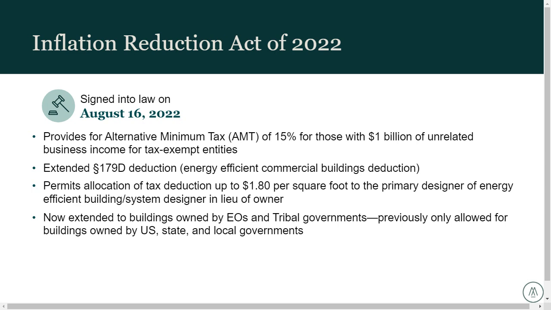Unlike the refundable IRA energy credits, the 179D deduction goes to the primary designer of the installation as opposed to the owner. Previously, this deduction was only available for projects for certain governmental entities as well as for-profit owners, but has now been extended to include both exempt organizations and tribal governments. Starting with tax year 2022, there's a new Form 7205 to claim the 179D deduction, which may indicate that the service will start looking at these a little more closely.